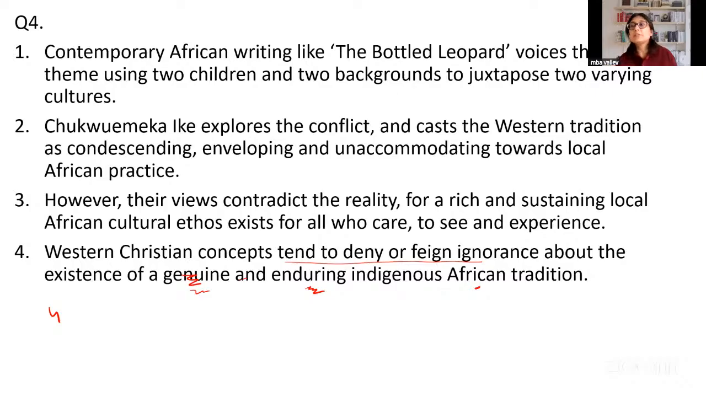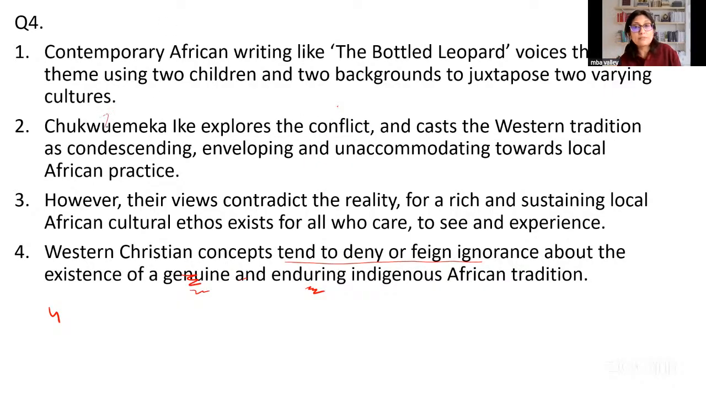Then comes statement number 3, which begins with the word however. Their views contradict the reality for a rich and sustaining local African cultural ethos exists for all who care to see and experience. Now, look at this word. However is like an arrow pointing backward. It must directly oppose sentence number 4. So sentence number 4 is Western view denies African tradition, and 3 says reality contradicts that denial.